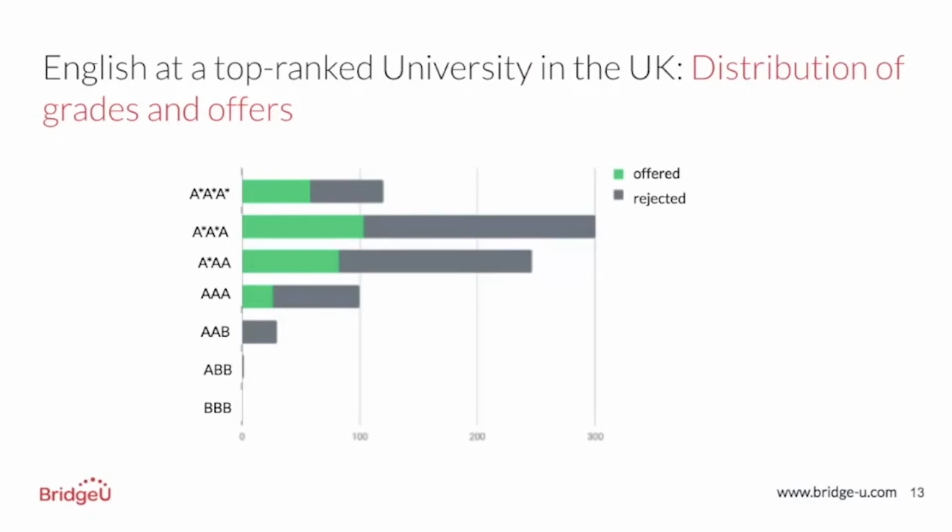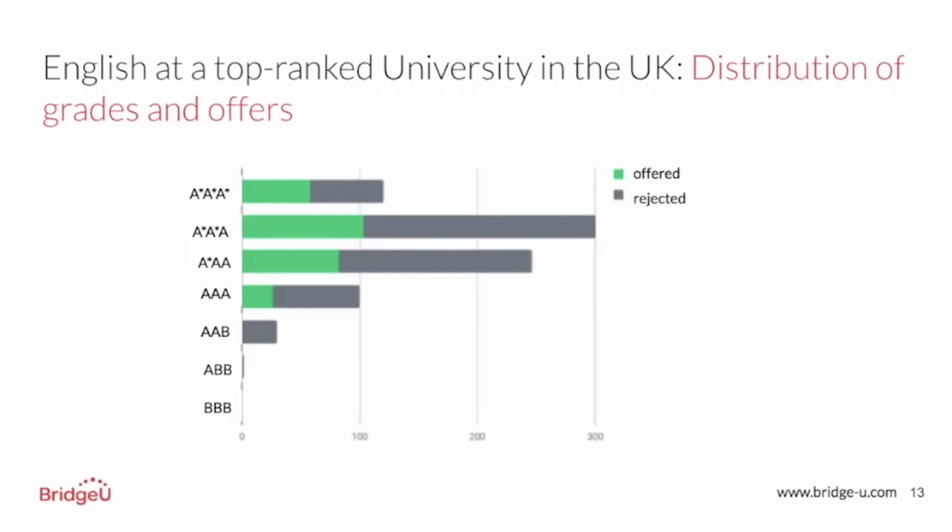So this is for the UK. When a university says 3 A's is the minimum entry requirement for a given course, what you don't know is what proportion of candidates who have 3 A's actually receive an offer. For example, for English at a top-ranked university in the UK, the distribution of actual grades and offers looks like this. As you can see, 3 A's does not by any means guarantee you a place due to the high caliber of students vying for limited spots.